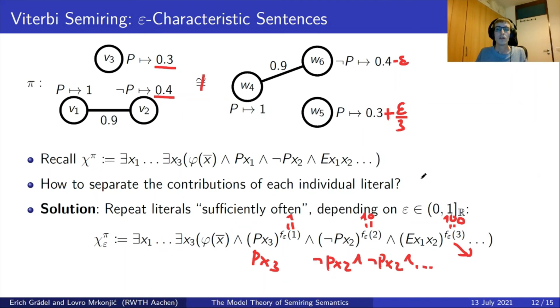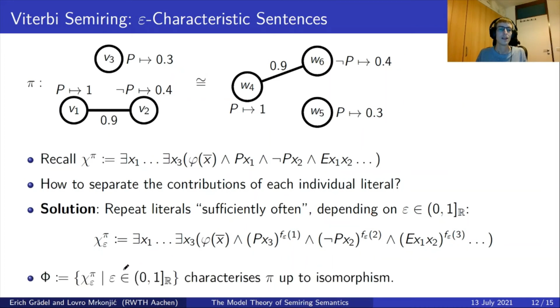However, in order to compensate that, instead of using a single characteristic sentence, we take the set of all characteristic sentences for all epsilon. And if pi prime agrees with pi on all these characteristic sentences for each epsilon, then we know that pi and pi prime have to be isomorphic. So this is how we axiomatize Viterbi interpretations, at least finite Viterbi interpretations, up to isomorphism.